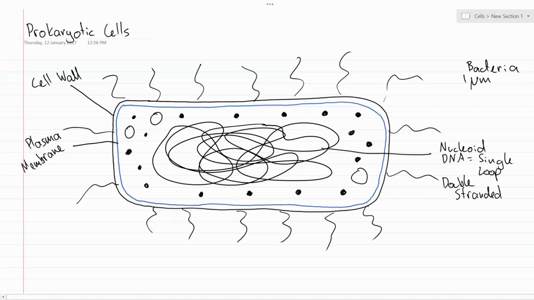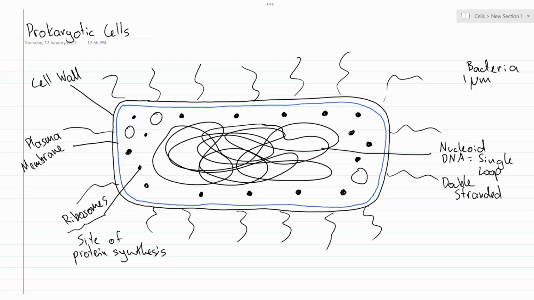These little black balls here are ribosomes, and ribosomes are going to be the site of protein synthesis. So the creation of proteins, which can go on to be things like enzymes, because of the ribosomes located in prokaryotic cells.